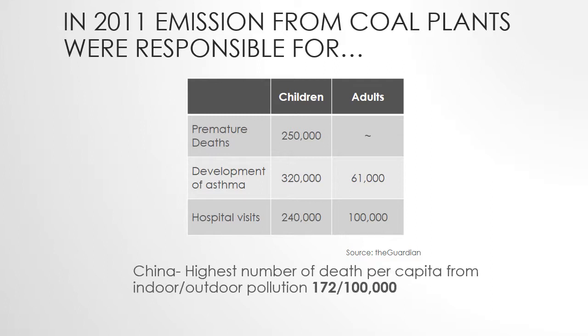China also has the highest number of deaths per capita in the world from outdoor and indoor air pollution. To put the number 172 divided by 100,000 into perspective, China has a population of 1.3 billion people. This means that each year, over 2 million people die from air pollution-related deaths.